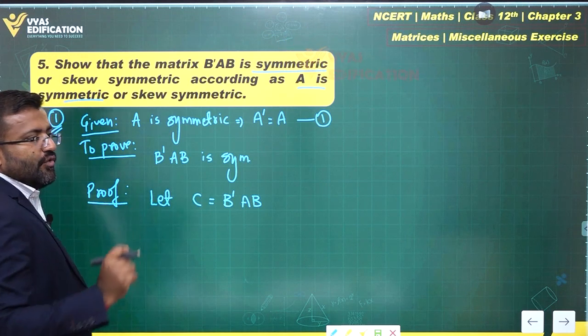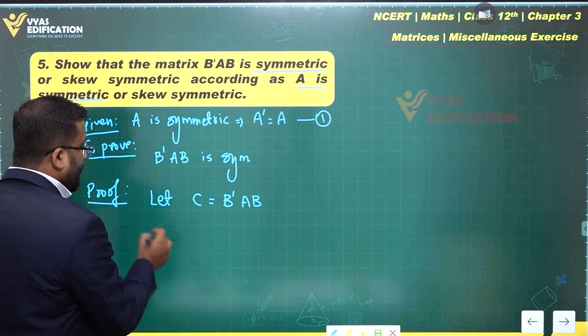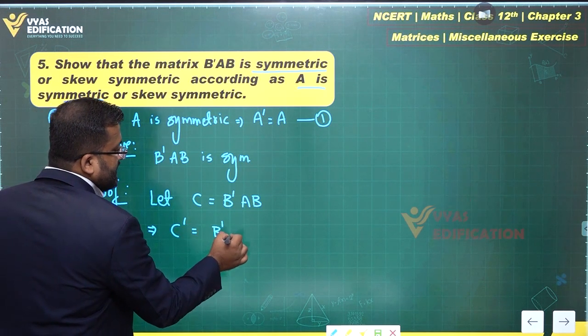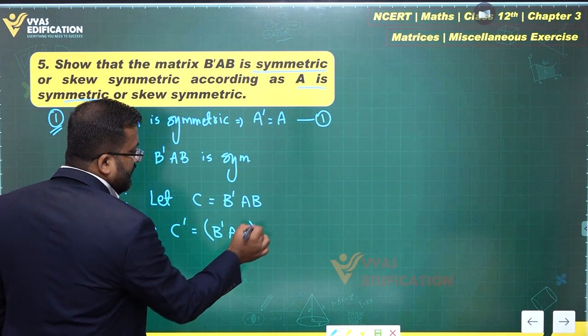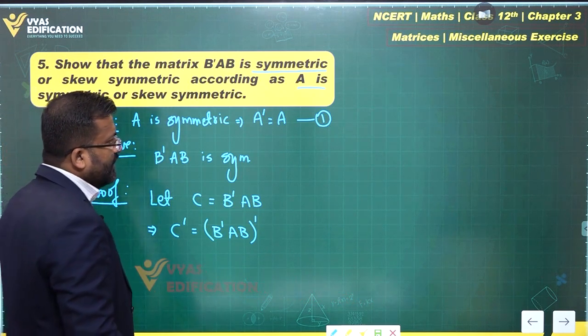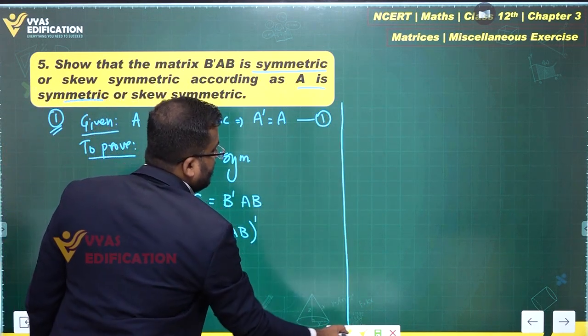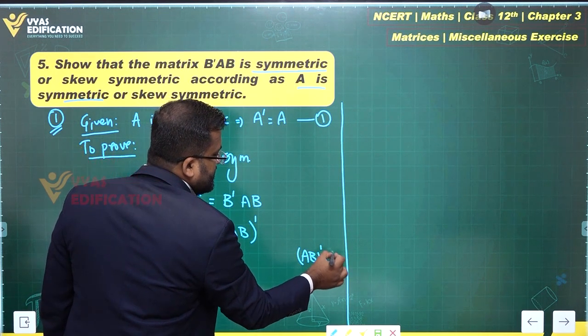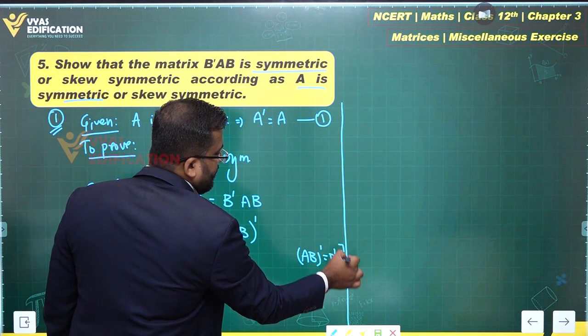Let C is equal to B transpose AB, which implies C transpose would be equal to B transpose AB whole transpose. This is what you'll be getting. Okay, and we know one of the properties of transpose. What is the property of transpose? The product AB whole transpose is equal to B transpose A transpose.